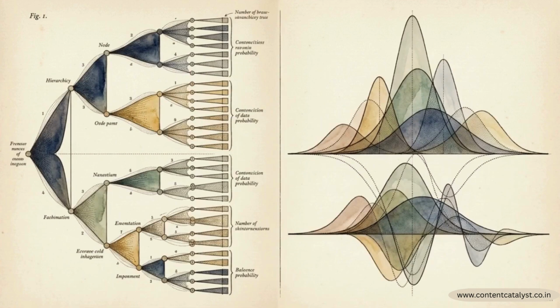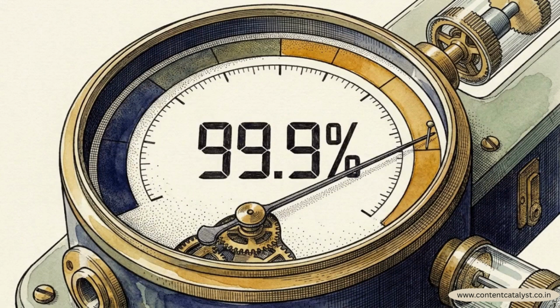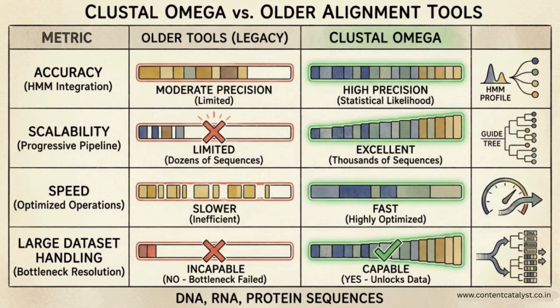Combining the order of the guide tree with the statistical rigor of hidden Markov models is what allows Clustal Omega to maintain high accuracy without sacrificing speed. This chart shows a direct comparison between Clustal Omega and older legacy alignment tools across accuracy, scalability, speed, and large dataset handling. Older tools often lacked the computational architecture to handle thousands of sequences simultaneously, which resulted in severe processing bottlenecks and restricted scalability. By integrating HMMs into a highly optimized progressive pipeline, Clustal Omega allows researchers to process extensive genomic and proteomic data rapidly and reliably.